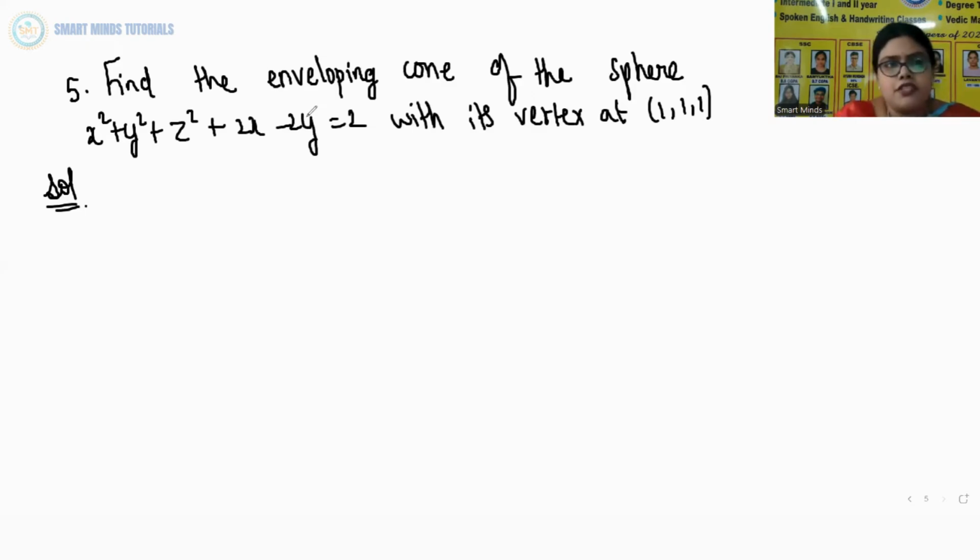So let's take the next question. Find the enveloping cone of the sphere. A sphere equation is given to us with its vertex at 1, 1, 1. So first let me tell you, what do you mean by enveloping cone?